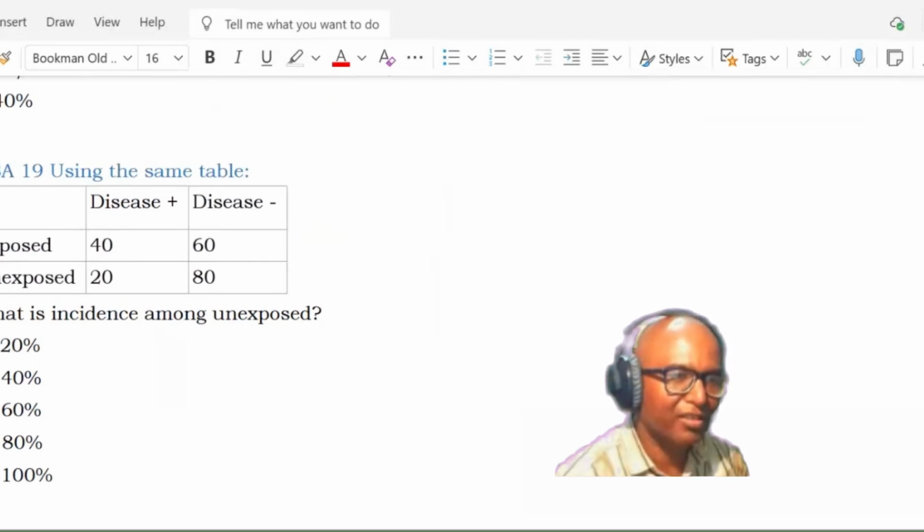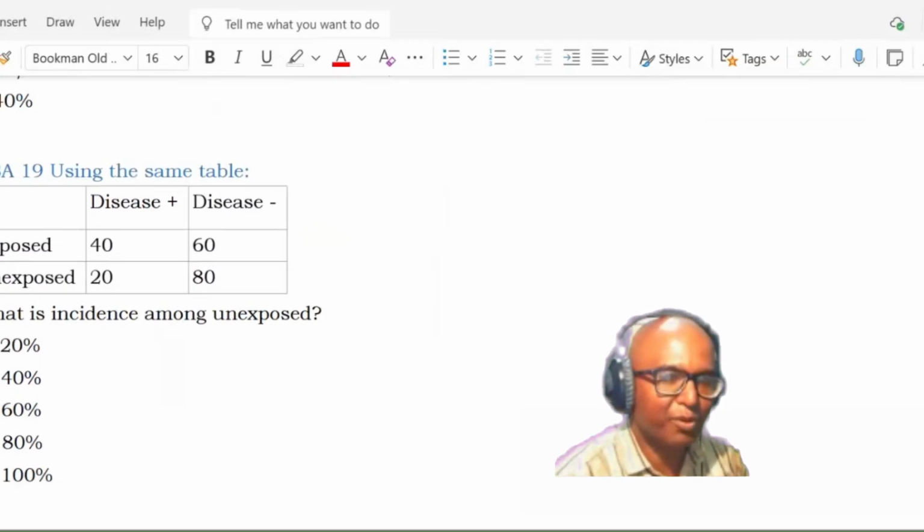How come 60? No, sir, not 60. Now they are asking about the incidence among the unexposed. So this is the unexposed group. Diseased are 20, and total are 20 plus 80, which is 100. So 20 divided by 100 is 20%.